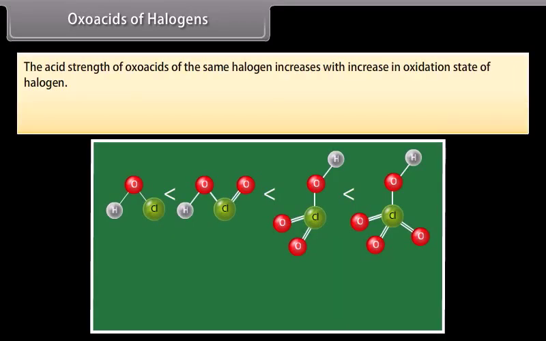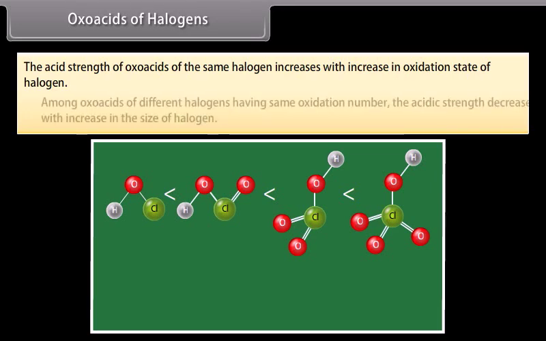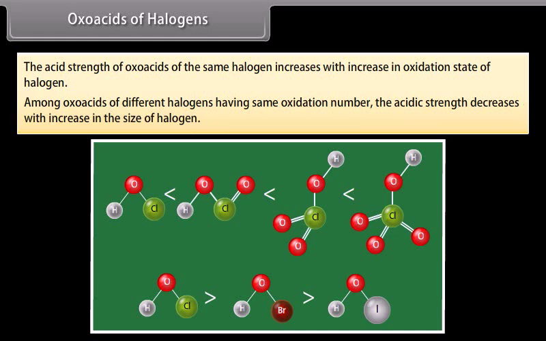The acid strength of oxoacids of the same halogen increases with increase in oxidation state of halogen. For example, the acid strength of different oxoacids of chlorine is in this order. Among oxoacids of different halogens having same oxidation number, the acidic strength decreases with increase in the size of halogen. For example, acidic character of hypohalous acid series is in the order: greater the size of halogen atom, lesser will be its electronegativity, and hence lesser will be the acid strength of the acid.